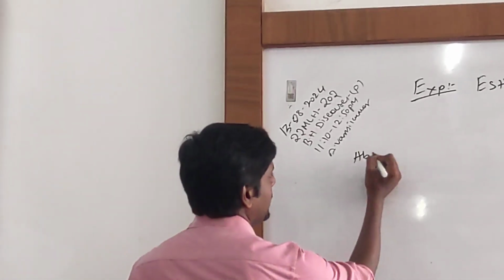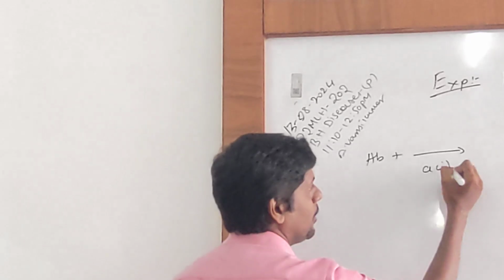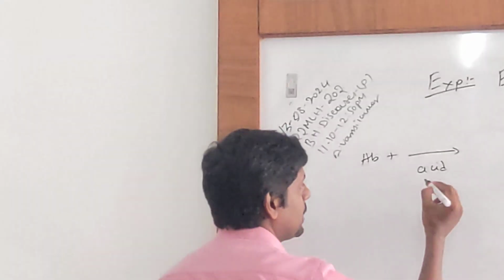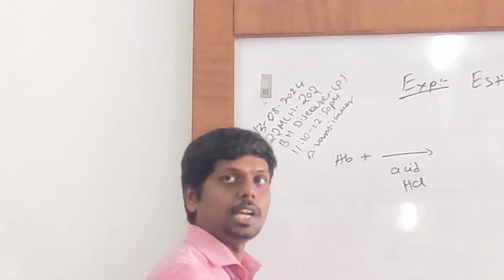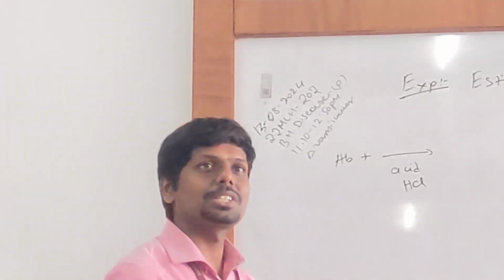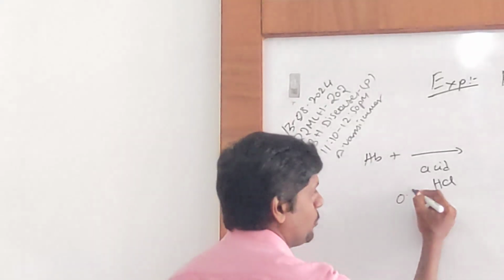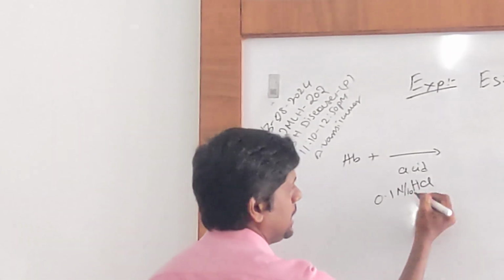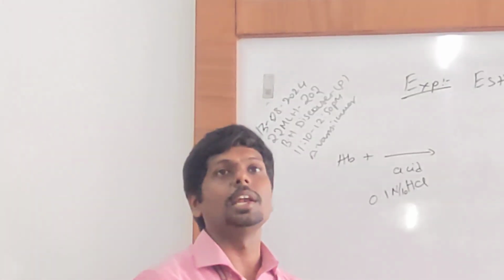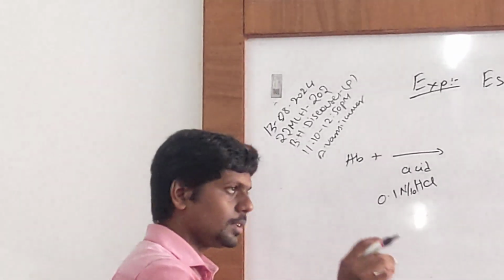Yes, hemoglobin combined with an acid. What acid? HCl. What is the concentration of HCl? Concentration, percentage. 0.1 N, N by 10 HCl. 0.1 normal, N by 10 HCl. Okay, keep in mind.